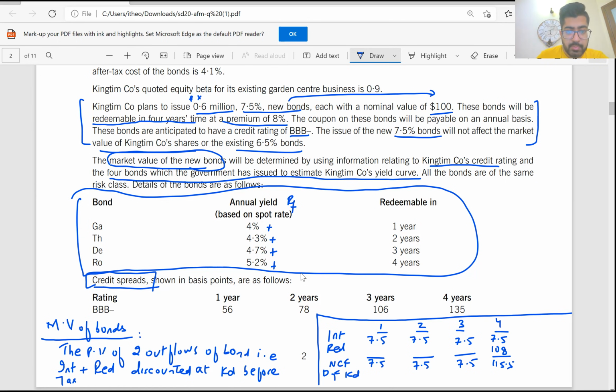So 4% and spread is 56 basis points, 0.56%. So for the first year, the KD is 4.56%. For the second year, 4.3 plus spread 0.78, 5.08%. For the third year, 4.7 plus 106 basis points, 1.06%, 5.76%, and for the fourth year, 135 basis points, 1.35%, 6.55%. This is the KD, RF plus spread, I got for all 4 years.